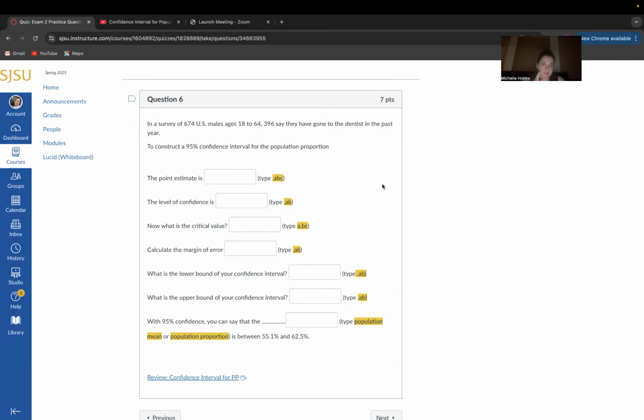In a survey of 674 US males aged 18 to 64, 396 say they have gone to the dentist in the past year. Construct a 95% confidence interval for the population proportion.